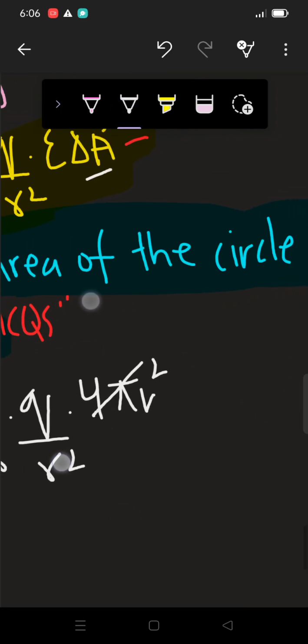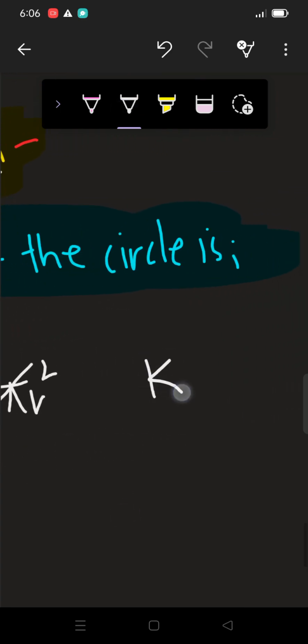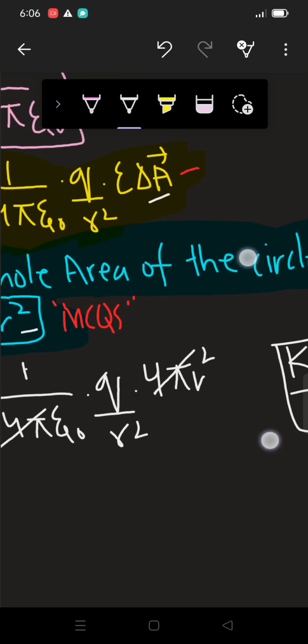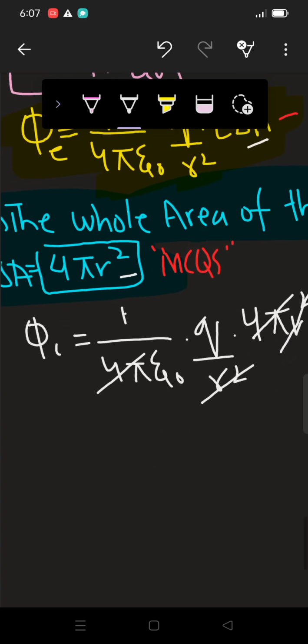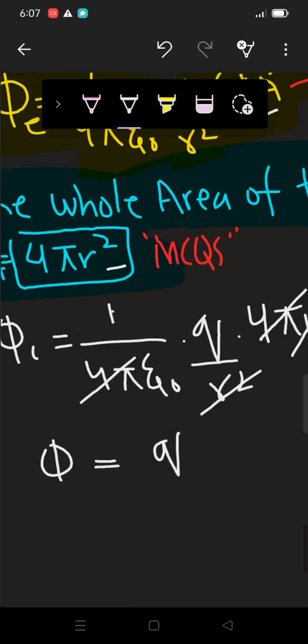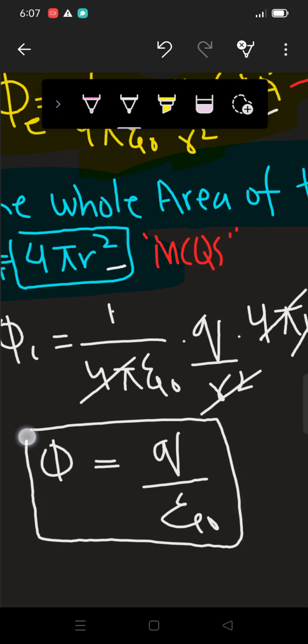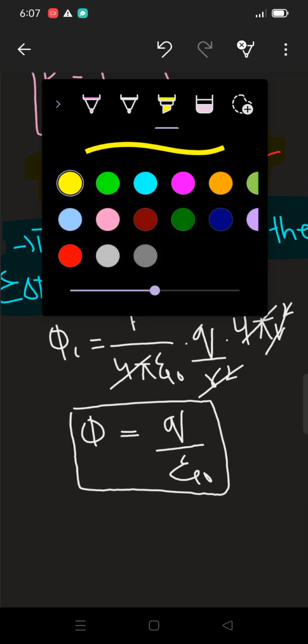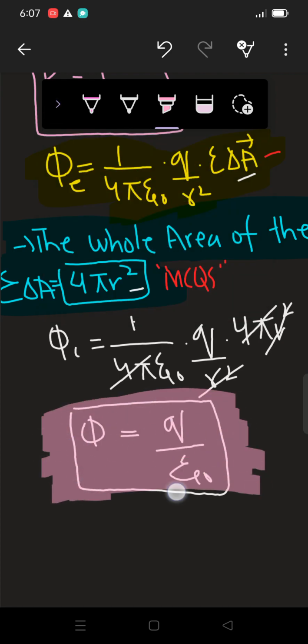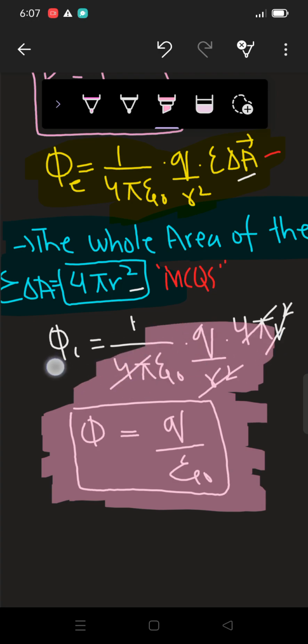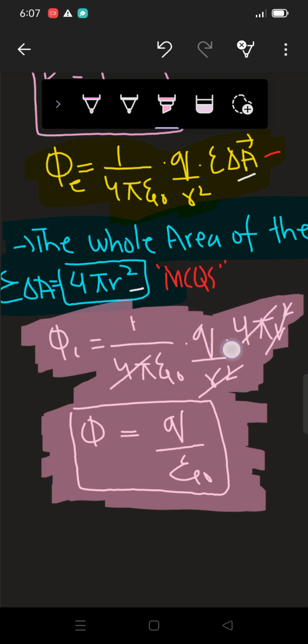Since we know that the electric field intensity was equal to kq over r square, the r square cancels with this r square. Now what remains is phi is equal to q over epsilon naught. This is the final equation. Electric flux is equal to the ratio of the charge and epsilon naught, the permittivity of free space.